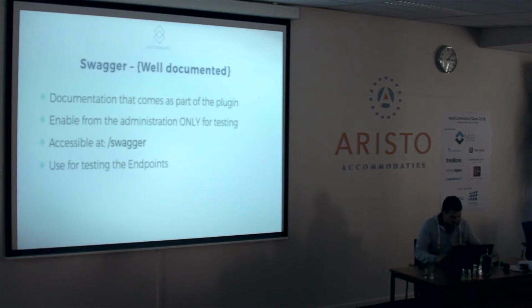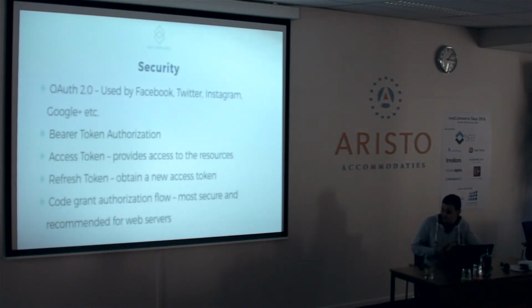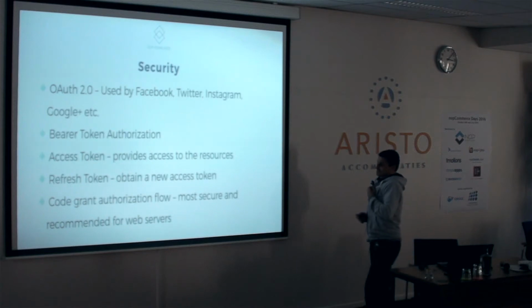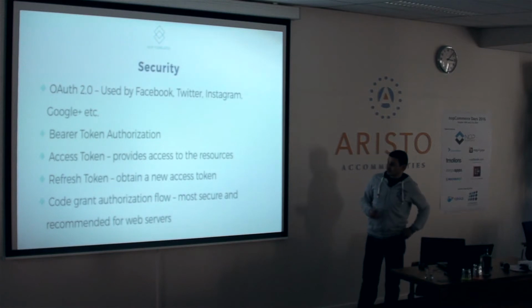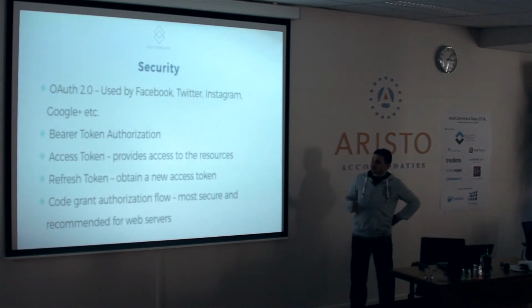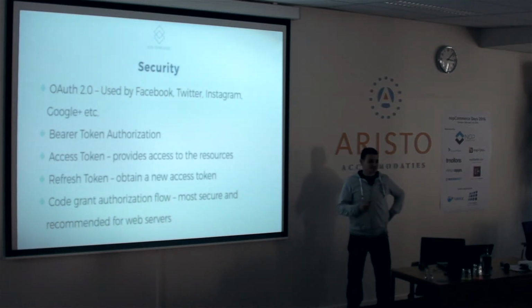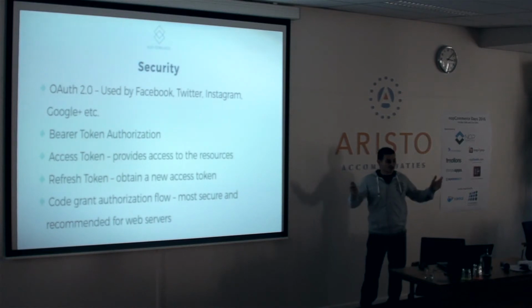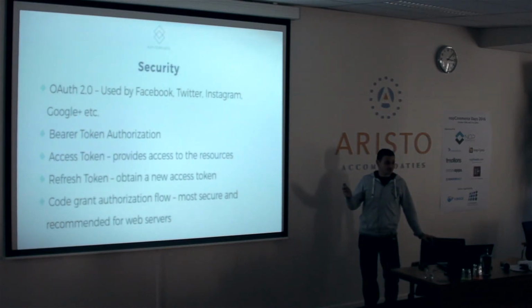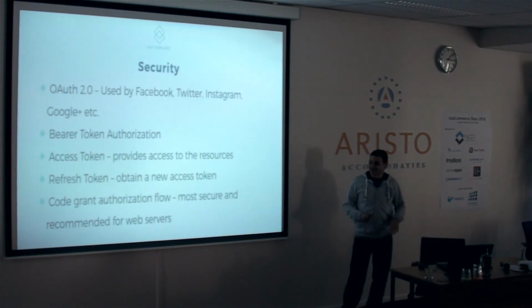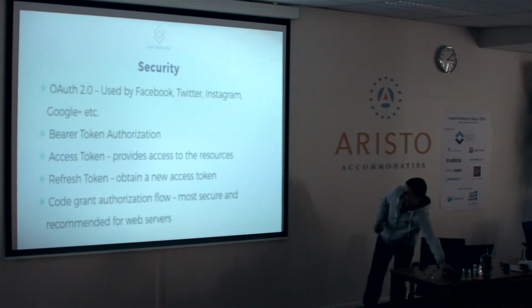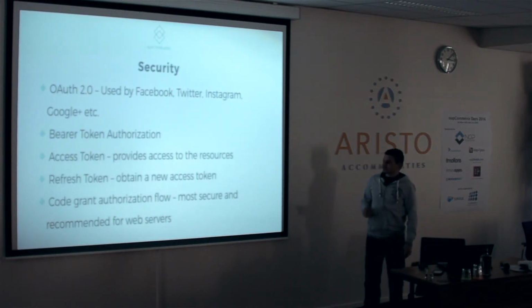So this is Swagger, and I want to talk about security. This is something that I have to stand up and show you. Most of the APIs nowadays, for example, Facebook, Twitter, Instagram, these big players that provide a lot of APIs, they use the Open Authentication 2 standard. Anyone familiar with Open Authentication 2? Okay, great. So I'll try to briefly explain what it is.